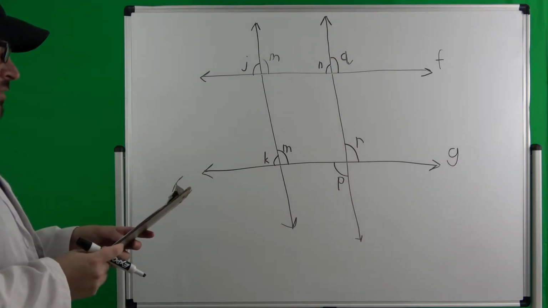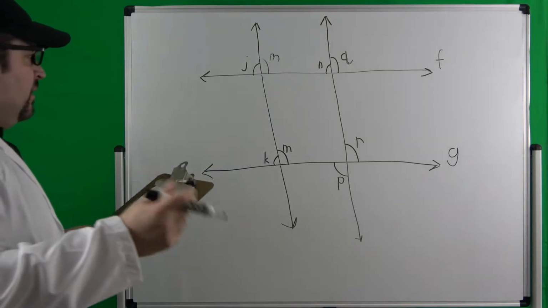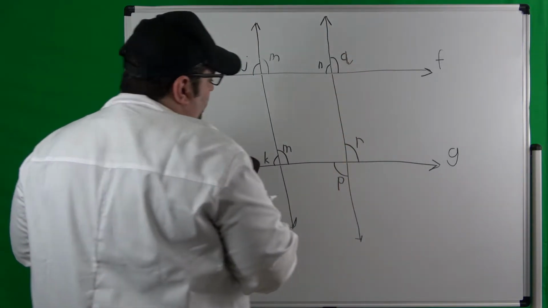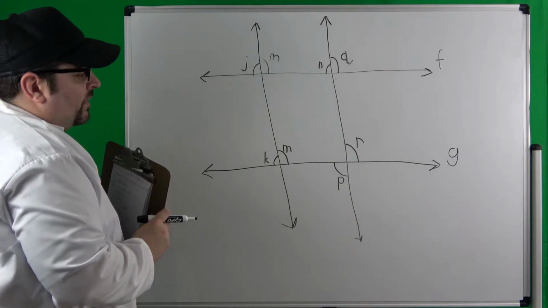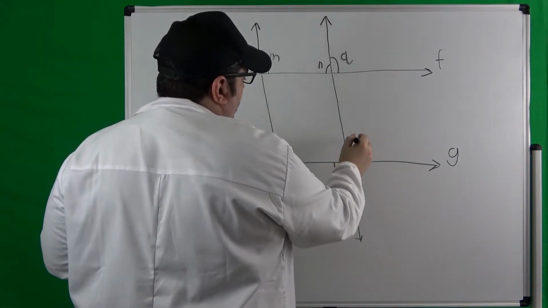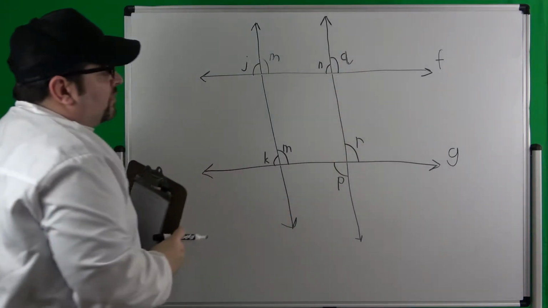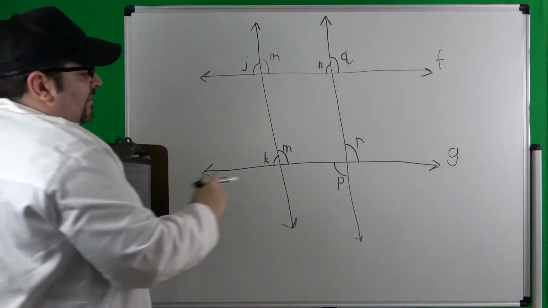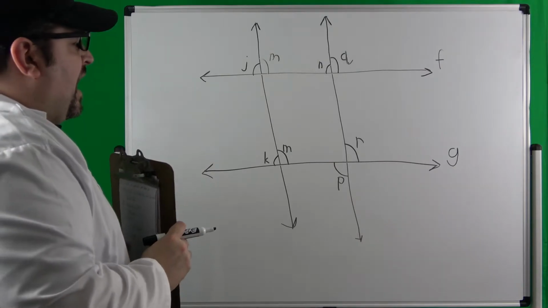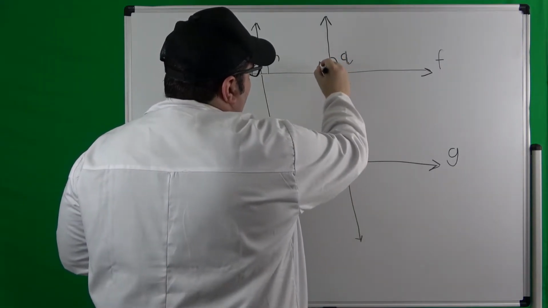And then the measure of angle P plus the measure of angle Q equals 180. Let's see here. Angle P and angle Q. No, because P is equal to R and R is equal to Q. That means P is equal to Q. And those definitely would not equal 180. We would need it to be N.